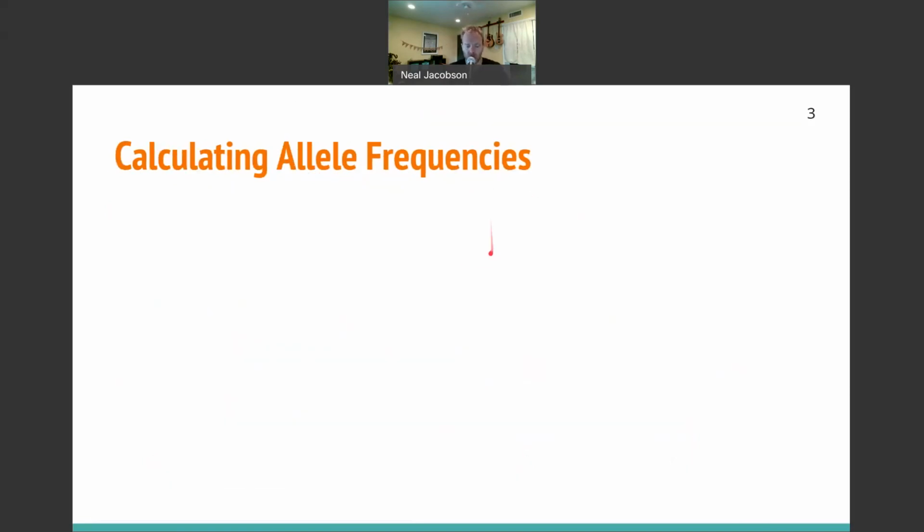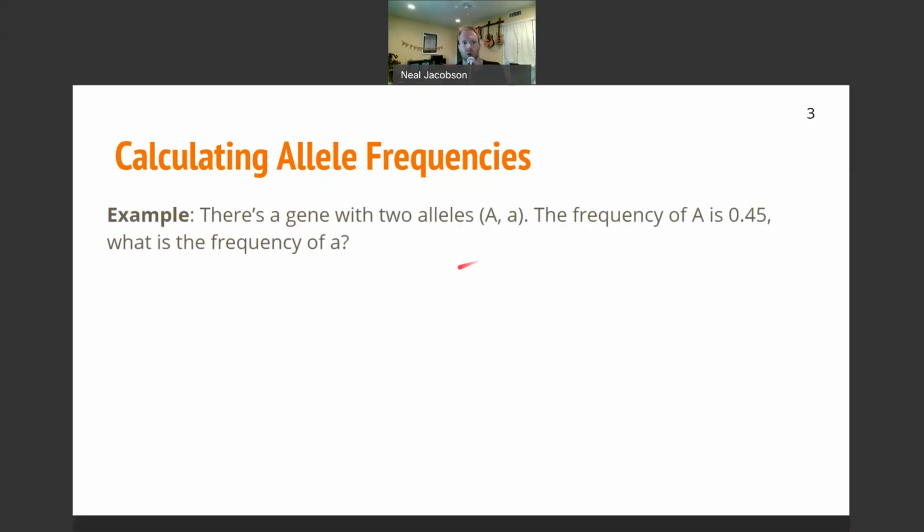Okay, now I'm going to work through a real practice problem with you guys, just using some made up examples. So imagine there's a gene with two alleles, big A and little a, and we know the frequency of the big A allele in the population is 0.45. So that means if I put all of the alleles in a big giant pool, I have a 45% chance of pulling out a big A allele. What is the frequency of the little a allele? So I'm going to pause, you pause it, and then you take a second. What would be the frequency of the little a if the frequency of the big A is 0.45?